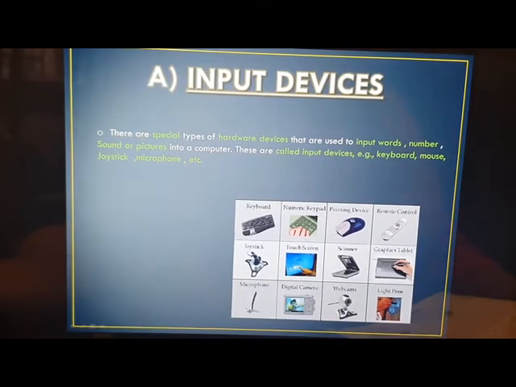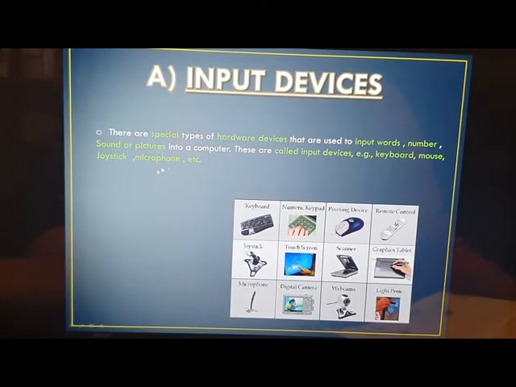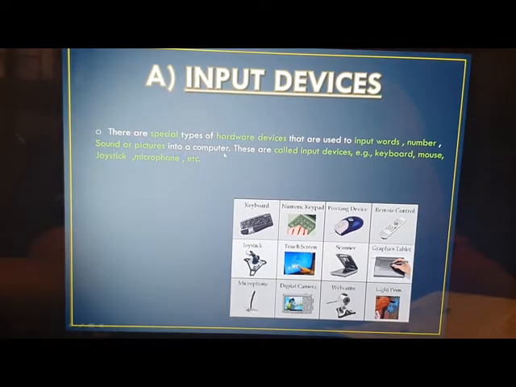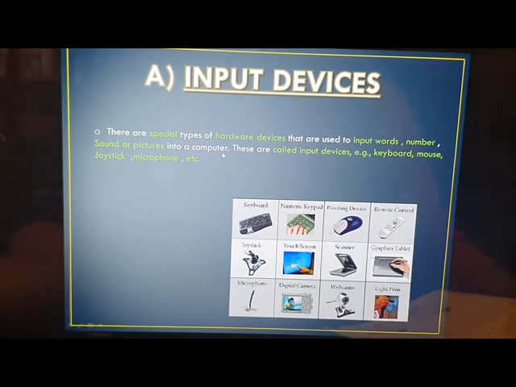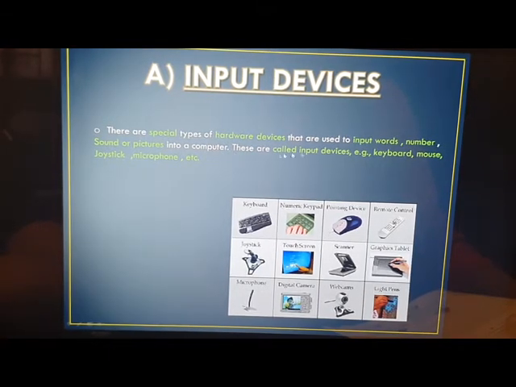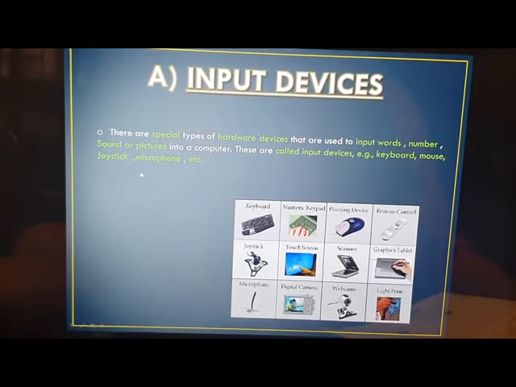Now first is input devices. These are special types of hardware devices that are used to input words, numbers, sound, pictures into a computer. With the help of input devices, we are giving data to the computer. Okay, we are inputting the data into the computer for further processing. These are called input devices. Example: keyboard, mouse, joystick, microphone, etc.